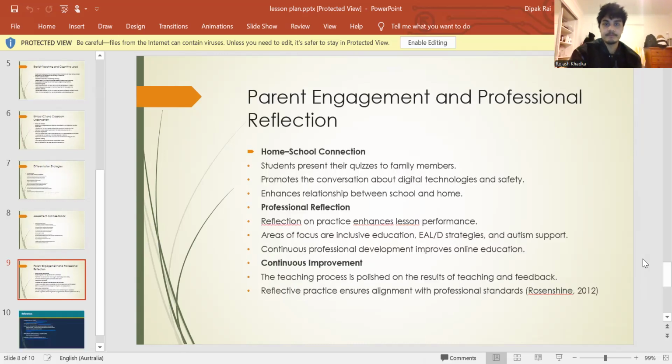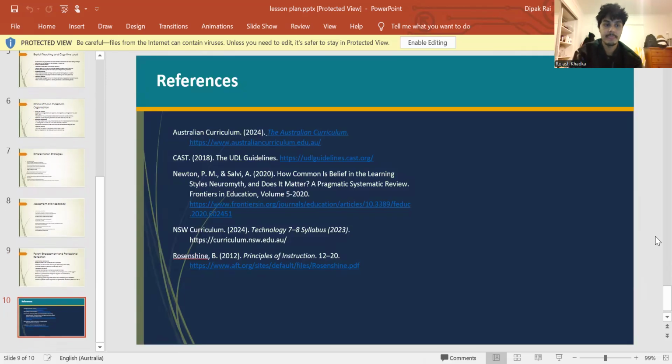So, parents' engagement and professional reflections. In conclusion, this lesson plan is designed to support effective and inclusive learning in digital technology. It aligns with curriculum requirements and uses a structured teaching strategy to help students develop programming skills. The lesson also supports diverse learners through differentiation and provides meaningful assessment and feedback. Overall, it creates a supportive learning environment that encourages student engagement and success.